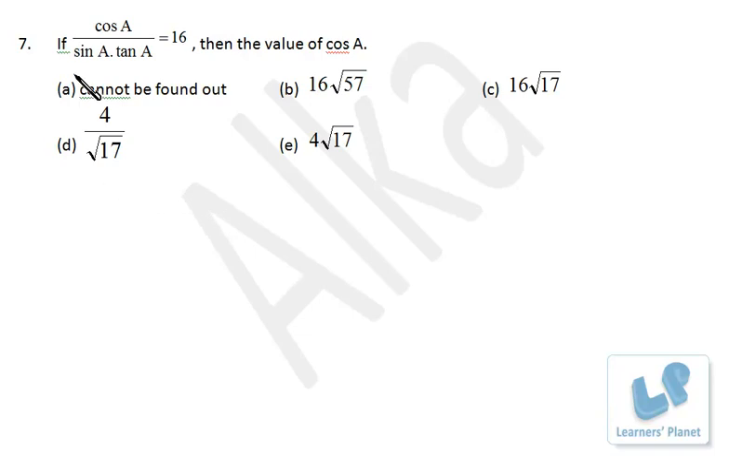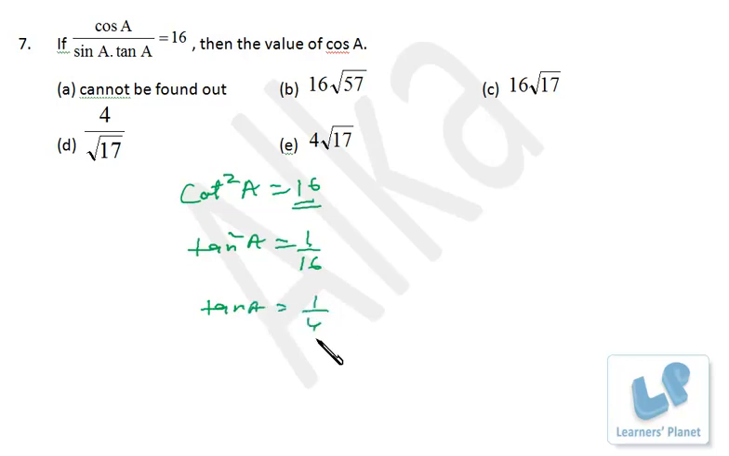Now in this case, if this expression is 16, then find the value of cos a. Now let's see. Tan a is actually sin a by cos a. So if I write sin a by cos a, what will I be getting? Cos square a by sin square a, right? So cos square a by sin square a is what? Cot square a, and that's actually 16. Okay, that means tan square a is 1 by 16. That means tan a is 1 by 4, right?